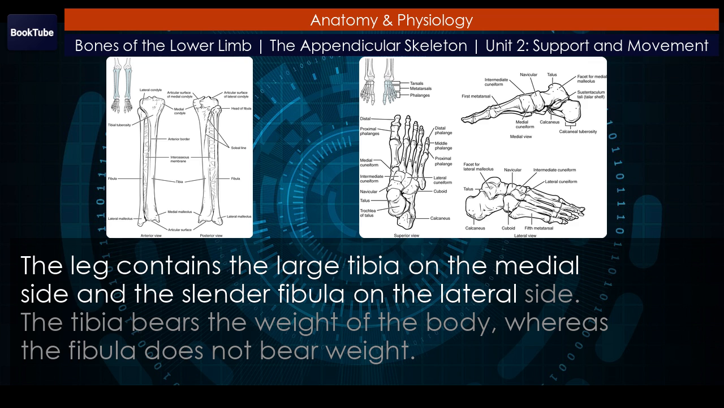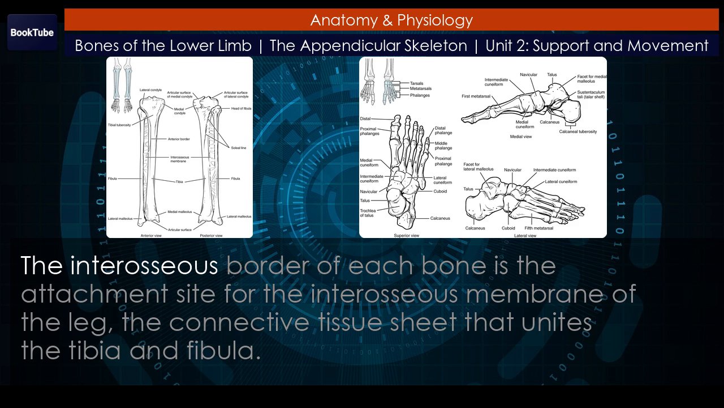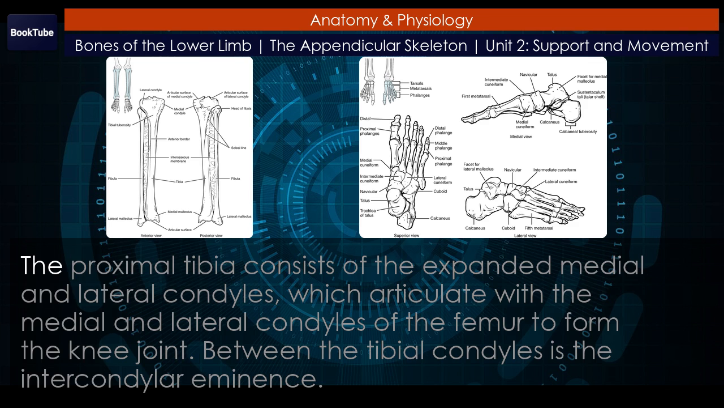The leg contains the large tibia on the medial side and the slender fibula on the lateral side. The tibia bears the weight of the body, whereas the fibula does not bear weight. The interosseous border of each bone is the attachment site for the interosseous membrane of the leg, the connective tissue sheet that unites the tibia and fibula. The proximal tibia consists of the expanded medial and lateral condyles, which articulate with the medial and lateral condyles of the femur to form the knee joint.